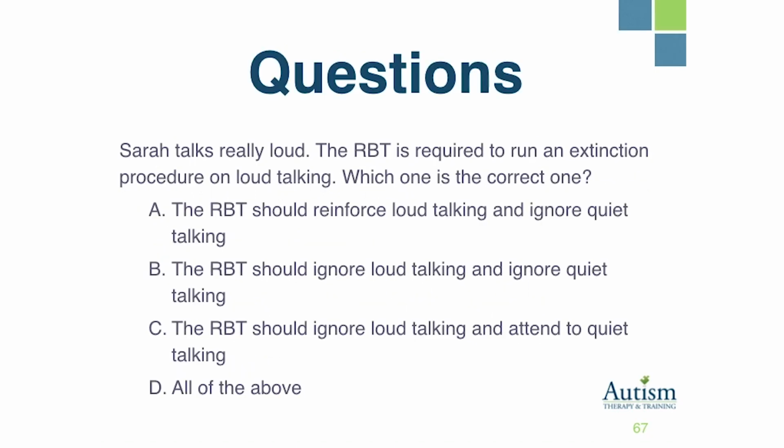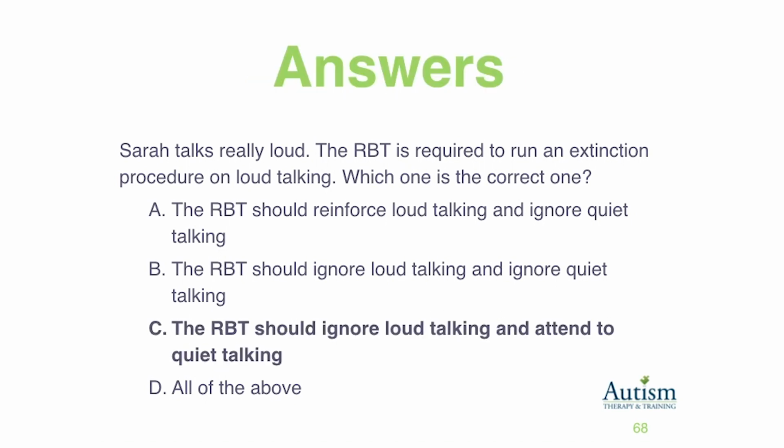Sarah talks really loud. The RBT is required to run an extinction procedure on loud talking. Which one is the correct one? A. The RBT should reinforce loud talking and ignore quiet talking. B. The RBT should ignore loud talking and ignore quiet talking. C. The RBT should ignore loud talking and attend to quiet talking. Or D. All of the above. And the correct response is C. The RBT should ignore loud talking and attend to quiet talking.